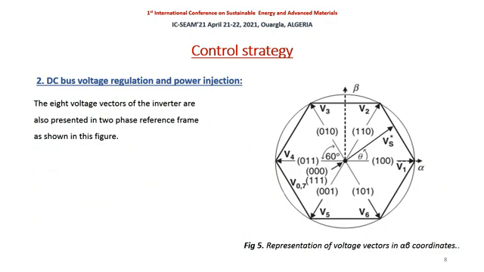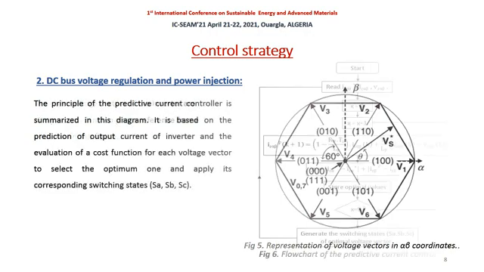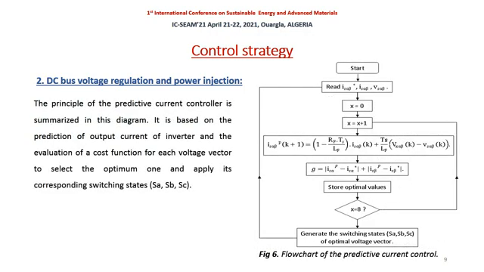The 8 voltage vectors of the inverter are also presented in two-phase reference frame as shown in this figure. The principle of the predictive current controller is summarized in this diagram. It is based on the prediction of output current of the inverter.